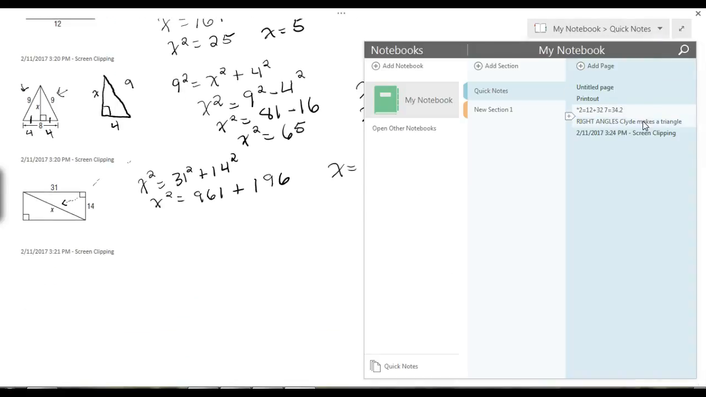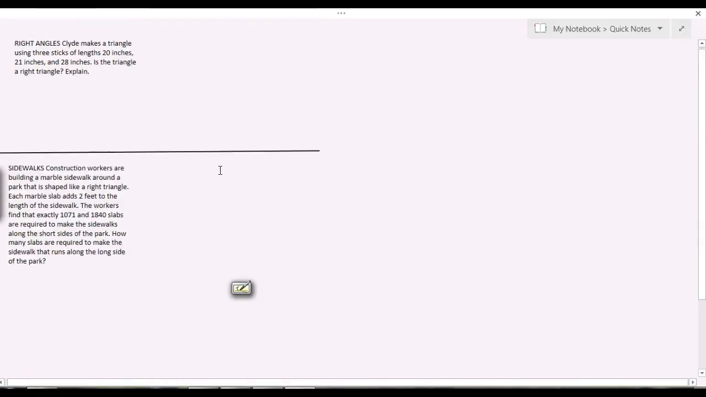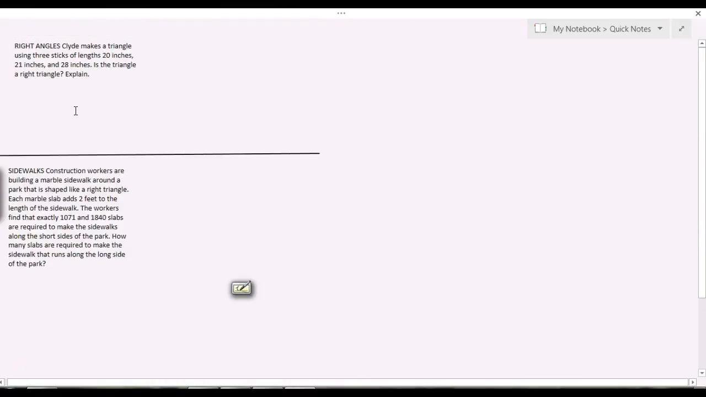I'm going to go ahead and scroll down. Actually, I'm going to move down to, we have two story problems to do. Here's our first one. Clyde makes a triangle using 3 sticks of lengths 20 inches, 21 inches, and 28 inches. Is the triangle a right triangle? Explain. So what we need to find out is, can these numbers of 20, 21, and 28 be set up in a way so that they fulfill the equation a squared plus b squared equals c squared.